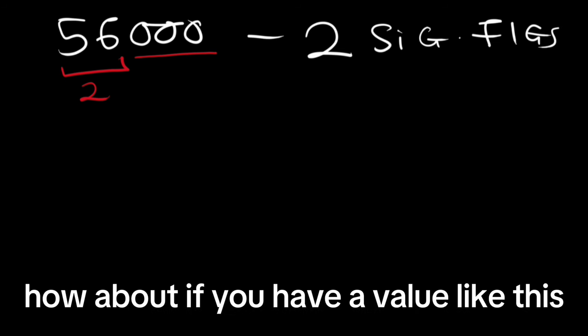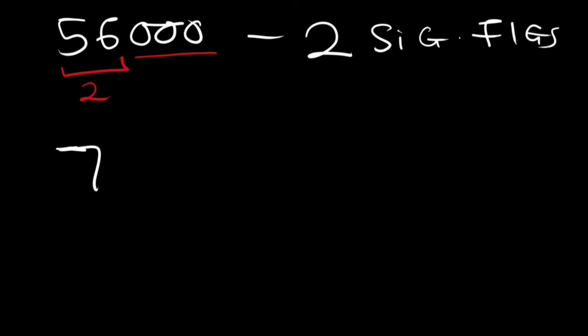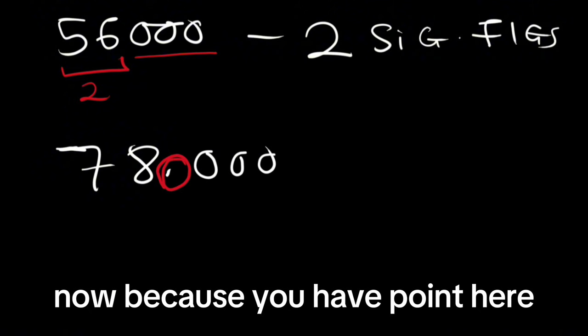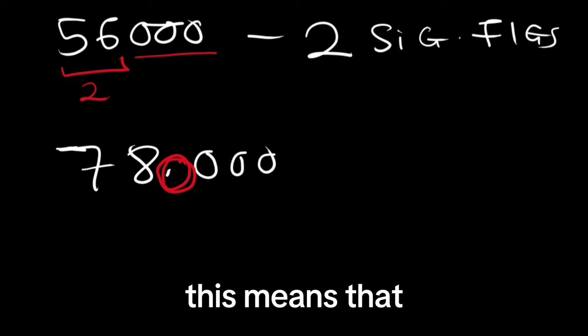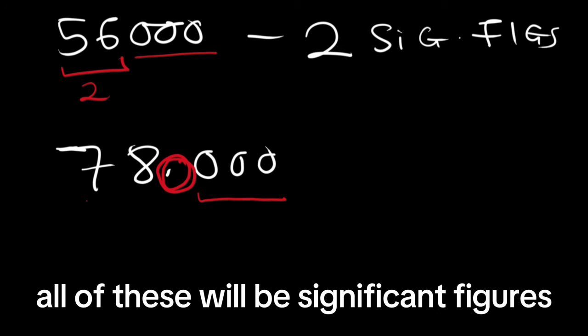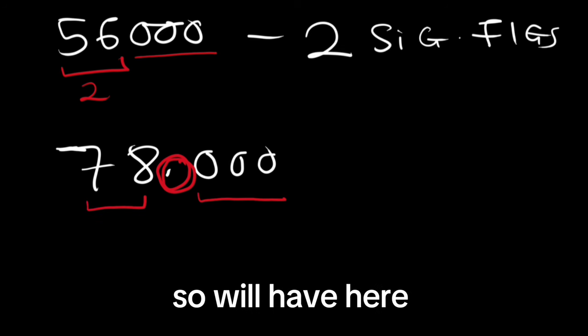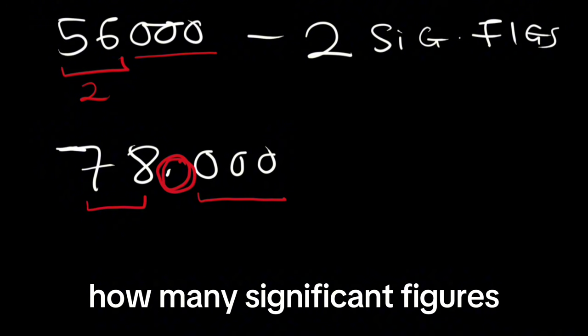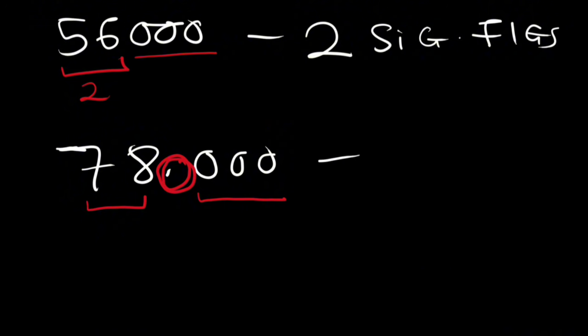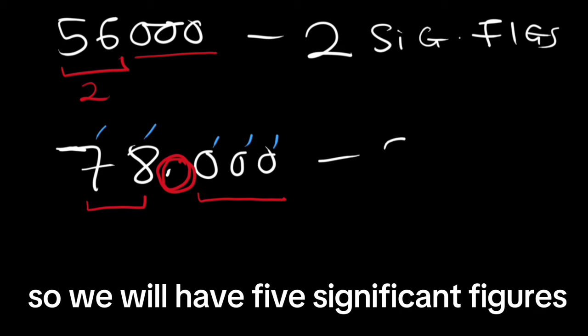Now how about if you have a value like this, 78.000. Now because you have a decimal point here, this means that all of these will be significant figures. So we'll have here how many significant figures? We'll count this, 1, 2, 3, 4, 5. So we'll have 5 significant figures.